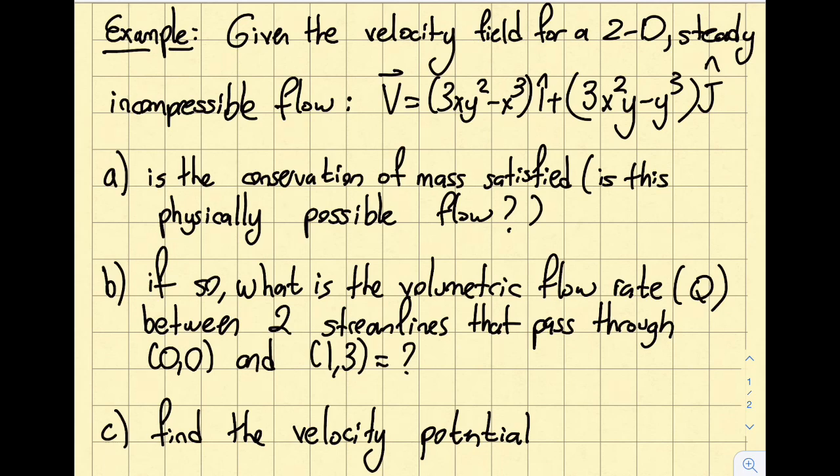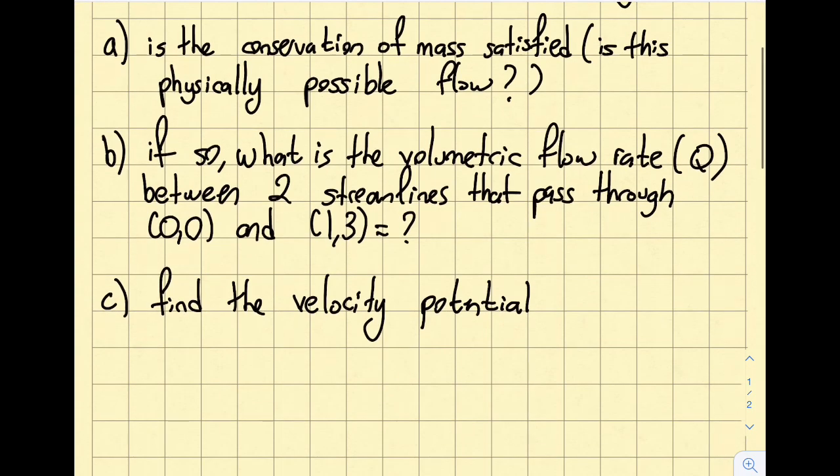Q is the symbol that we use between two streamlines that pass through (0, 0) and (1, 3). And the third component asks you to find the velocity potential. In these types of questions, the first thing that I want to find is what is my U? U will be the one that has Ui plus Vj, right? So we want to first find that out.